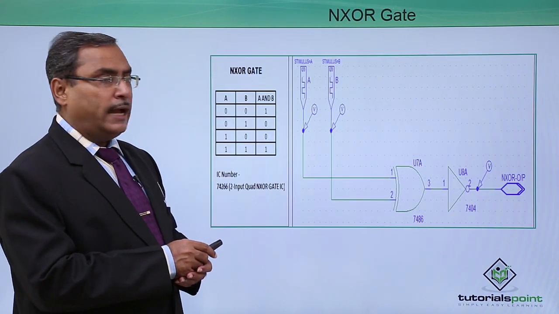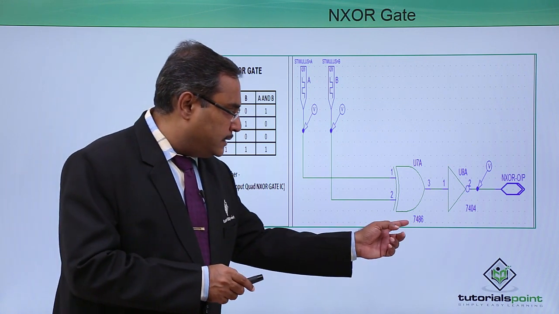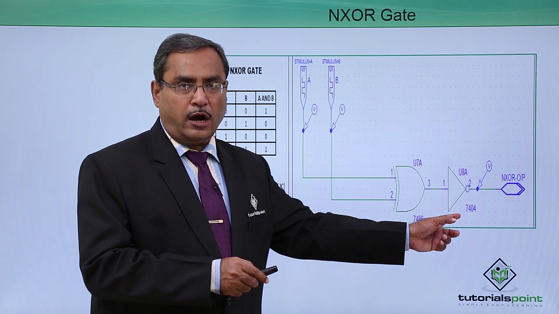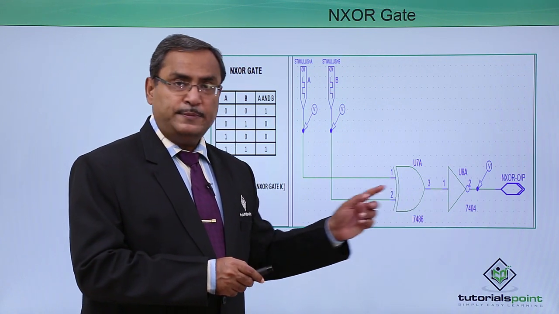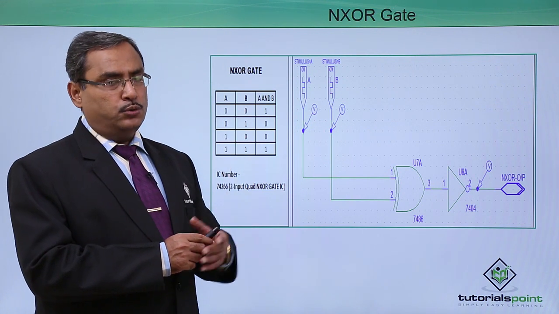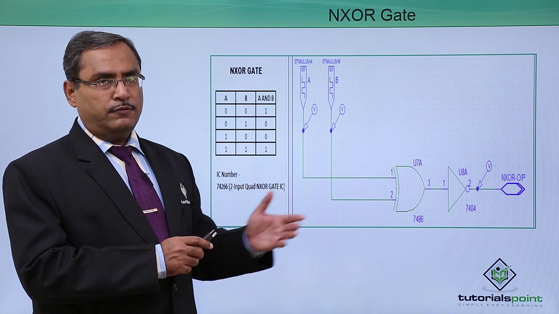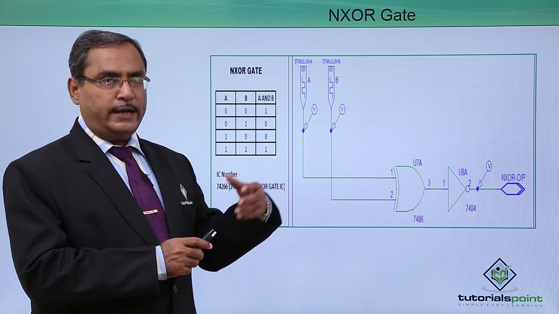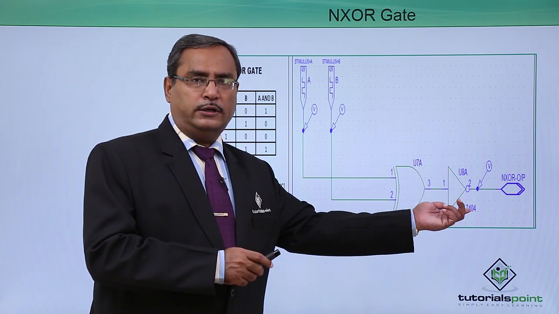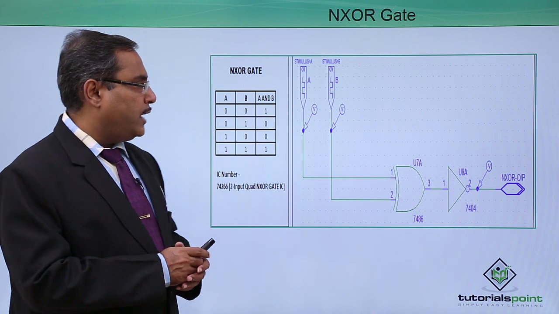So let us go for the NXOR gate. This is IC number 7486, and then we are putting this 7404 at the output. Because in case of the student version of the PSpice software, those IC numbers are not present to construct the NXOR gate directly. So that's why the XOR output has been passed through one NOT gate to get the NXOR output accordingly.